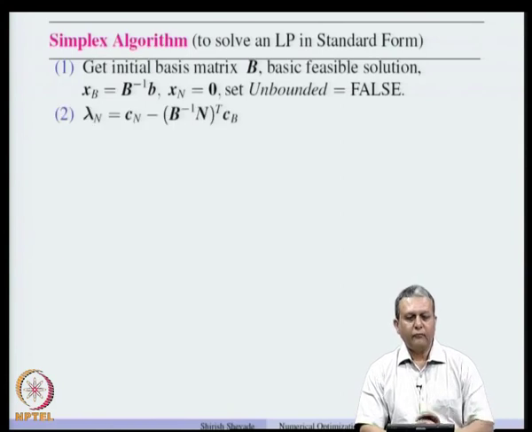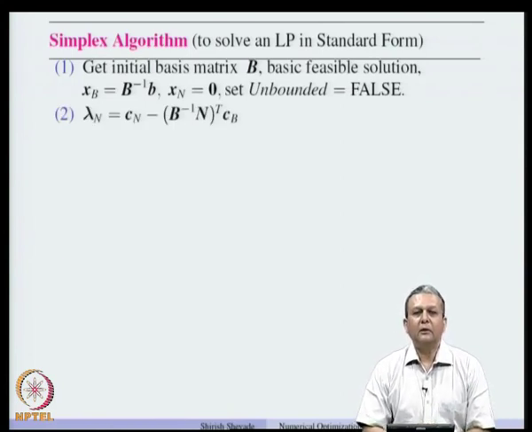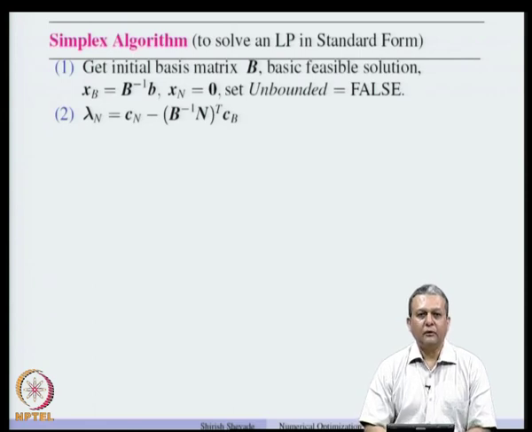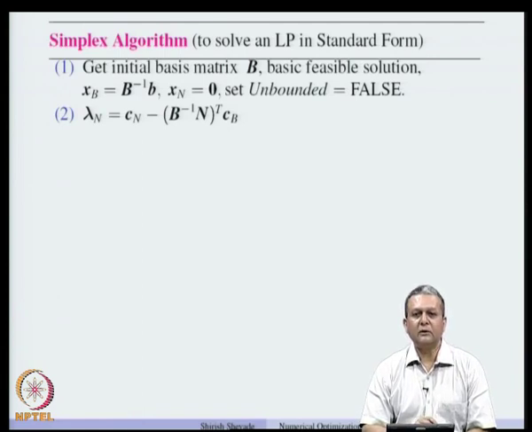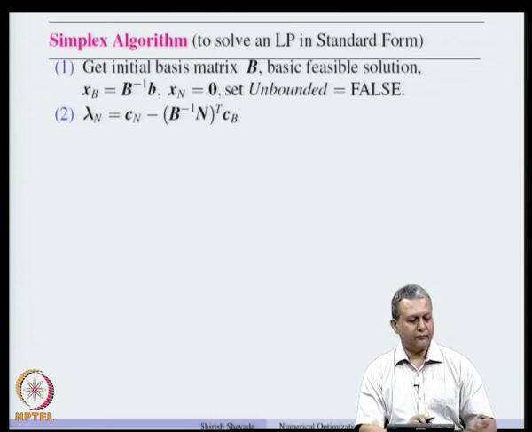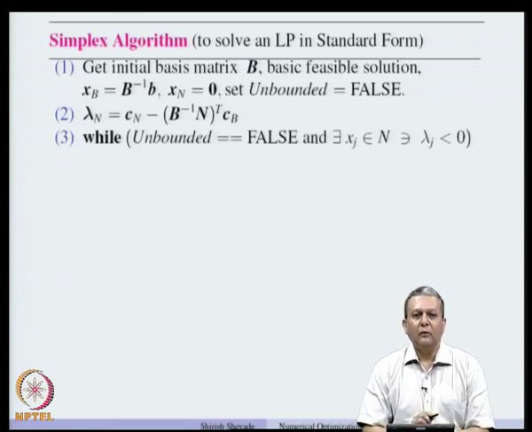Now, we have to check whether this solution is optimal or not. For that purpose, we need to find lambda_N, which is nothing but C_N minus (B inverse N) transpose C_B. These are the relative costs associated with the non-basic variables. As we saw earlier in the example, if one of the lambdas associated with the non-basic variables is negative, that means we have not achieved optimality.